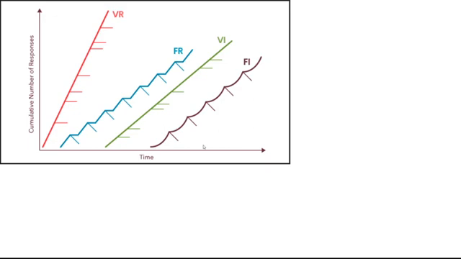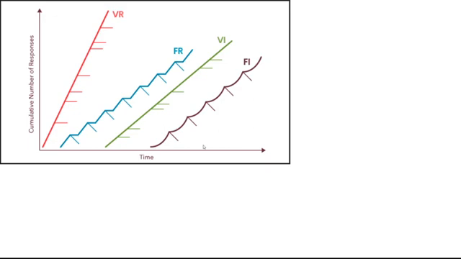So they would press quickly and constantly because they don't know when it's coming next, and the faster they press it, the faster they get food. So we tend to see a straight line because there's no predictability here, and we tend to see a very steep slope because they're motivated to press the lever as quickly as possible.